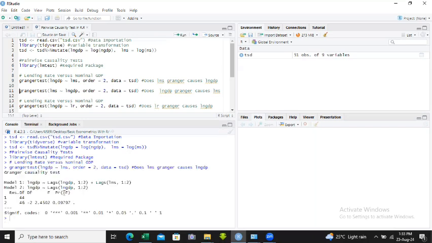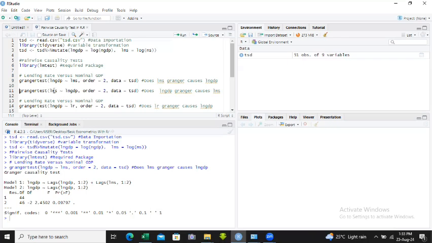You can see the result. We look at the F statistic, and look at the p-value of this F statistic. Going by the conventional 0.05 level of significance, that is 5% level of significance, these results indicate that log of money supply does not Granger cause log of nominal GDP.